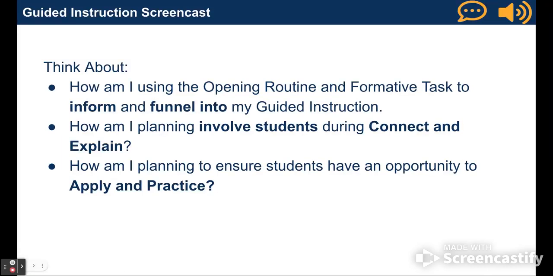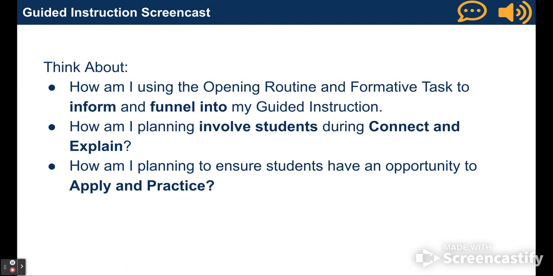As I talk through this lesson, think about how I'm using the opening routine and formative task to inform and funnel into my guided instruction, how I'm planning to involve students during the connect and explain of my guided instruction, and how I'm planning to ensure students have an opportunity to apply and practice during guided instruction.